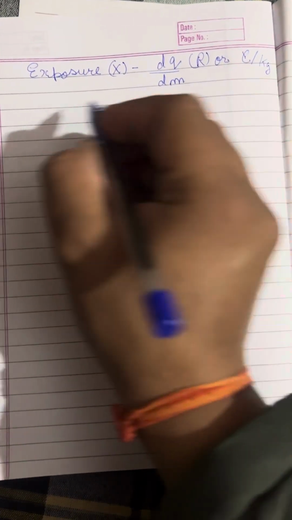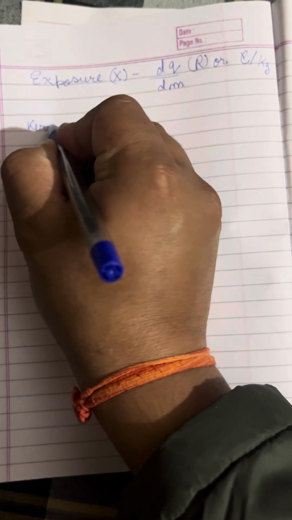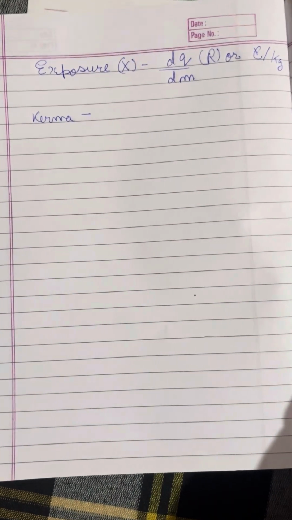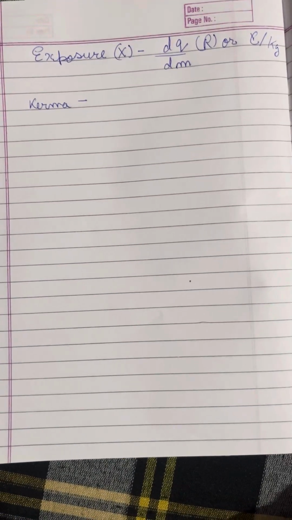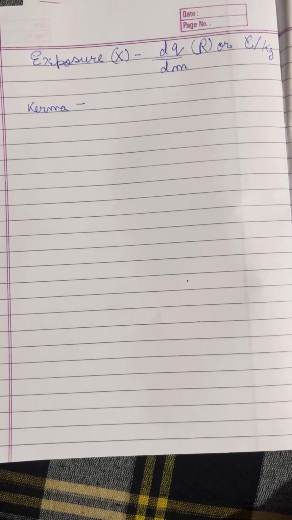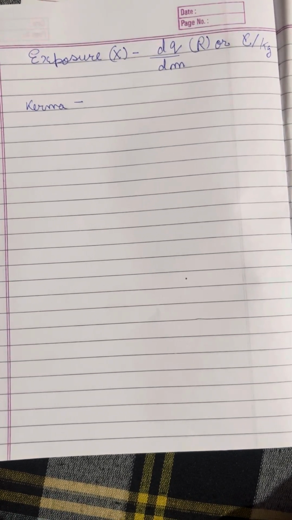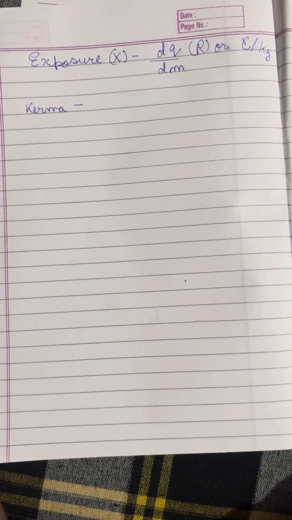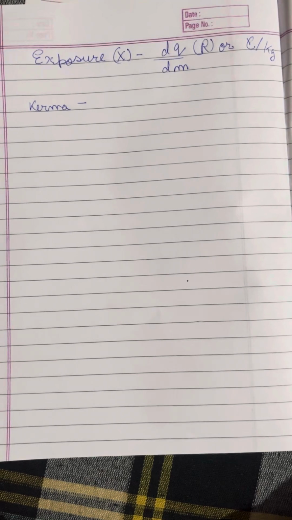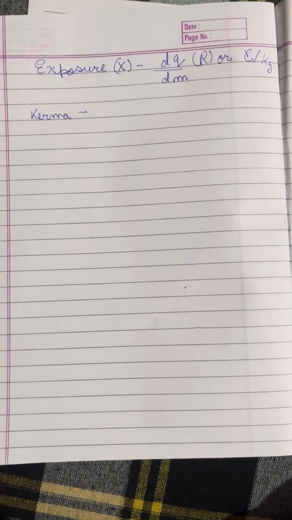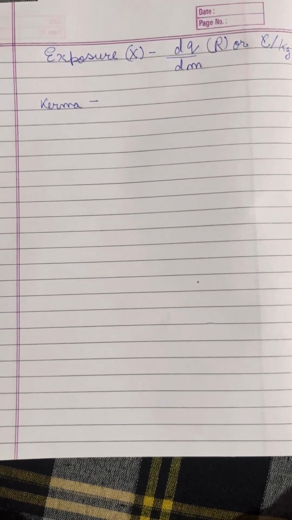Now let's talk about Kerma. Kerma stands for kinetic energy released per unit mass. It is also a dosimetric quantity, and it is the sum of the total kinetic energy of charged particles produced when an indirectly ionizing radiation travels through matter. Indirectly ionizing radiation such as photons, X-rays, or gamma rays.